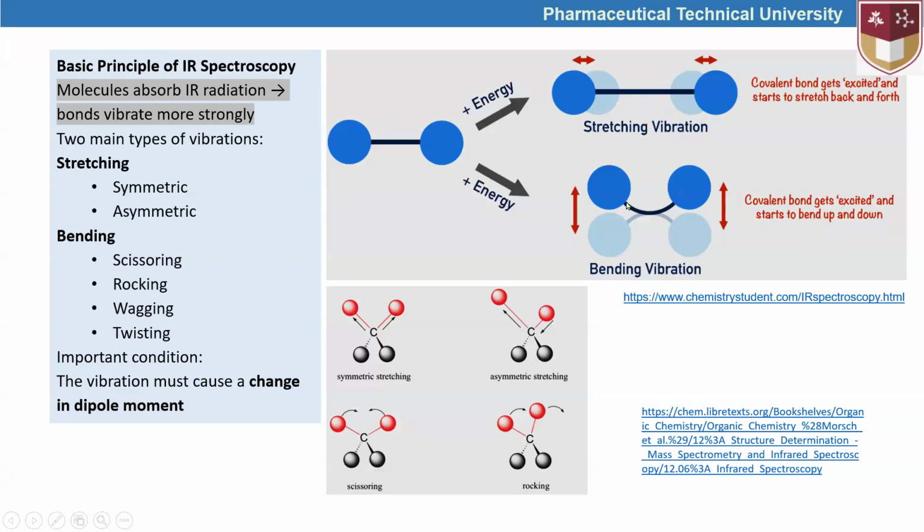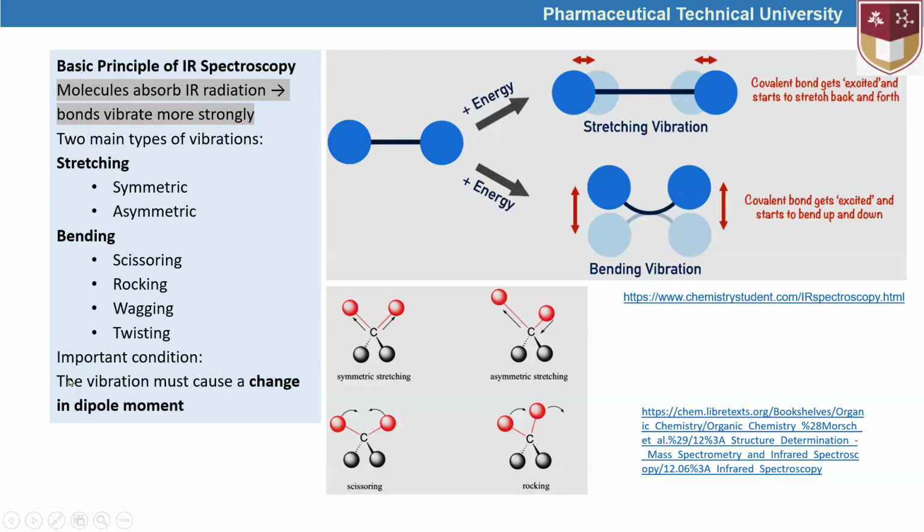Two different atoms might come to a closer distance, and in stretching they are at a far distance compared to, let's say, the normal non-excited condition, and in the bending condition they come closer to each other. That could be described like this. So these are the differences between stretching and bending vibrations. In bending, the atoms are closer to each other. In stretching, they are far from each other.